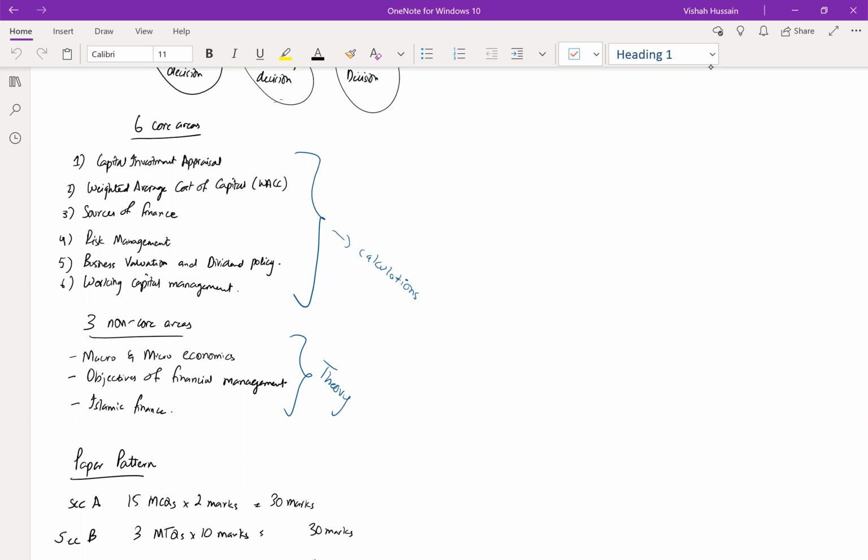Three non-core areas include microeconomics, objectives of financial management, and Islamic finance. That is pure theory.